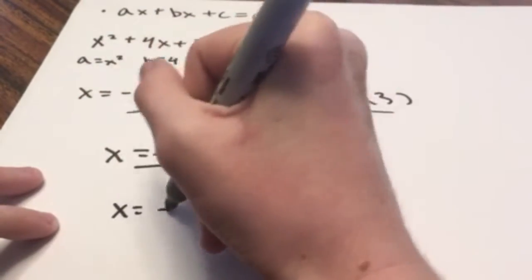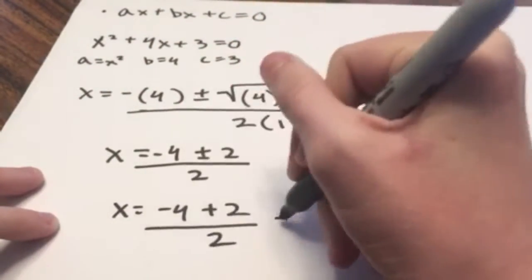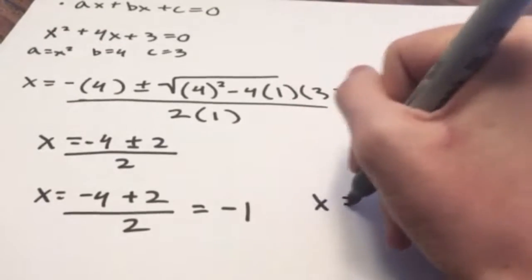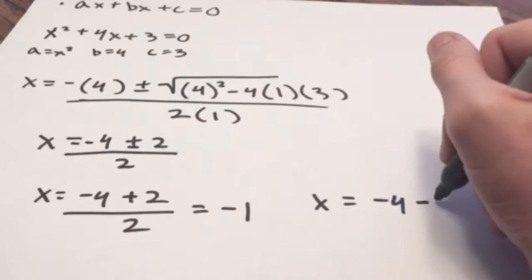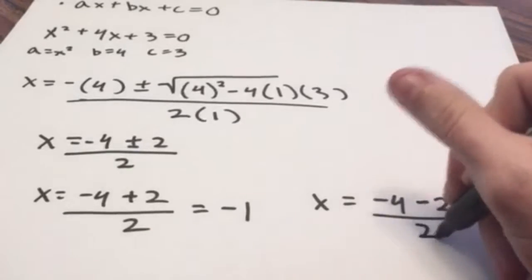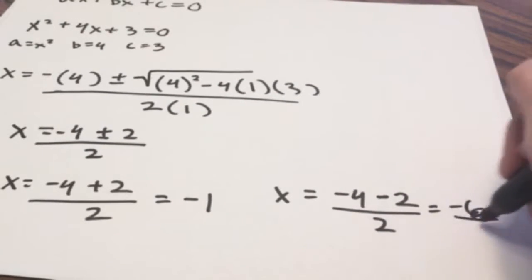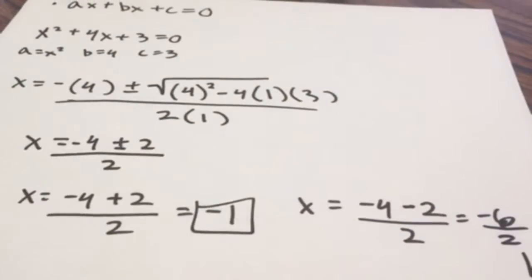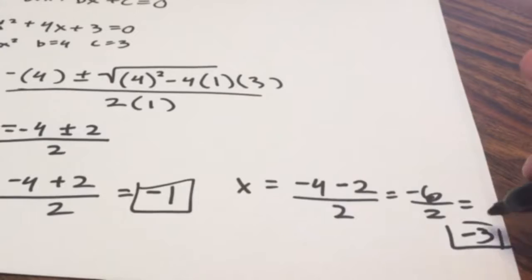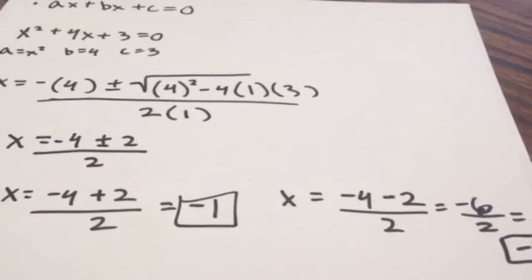So then we would do x equals negative 4 plus 2 divided by 2. Then we would get negative 1, and then we'll do x equals negative 4 minus 2 over 2, and we'll get negative 6 over 2, and then that'll equal negative 3. So this is how you solve for it.